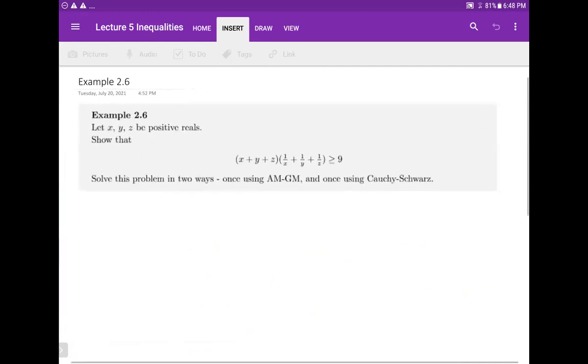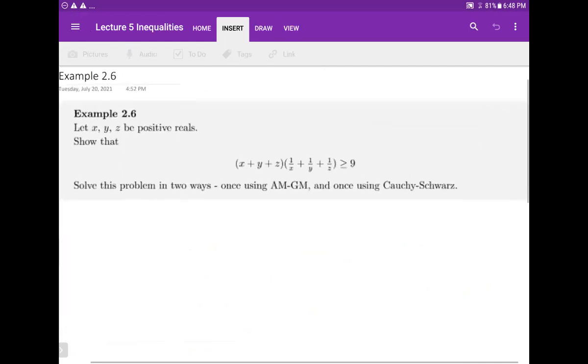All right, so here we have a harder problem. Let x and y and z be positive reals. I want to show that x plus y plus z multiplied by the quantity 1 over x plus 1 over y plus 1 over z is greater than or equal to 9. And this problem can be solved two ways. The first time that we solve this problem, we want to use the AMGM inequality. And for the second time, we want to do it using Cauchy-Schwarz.